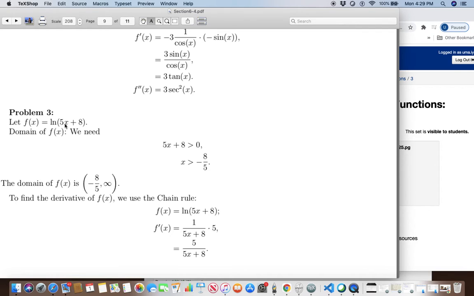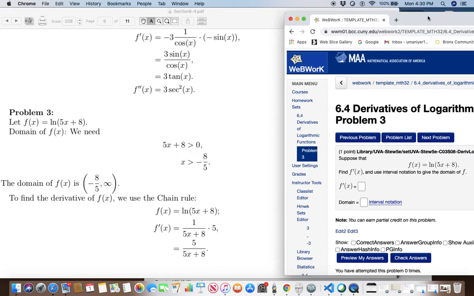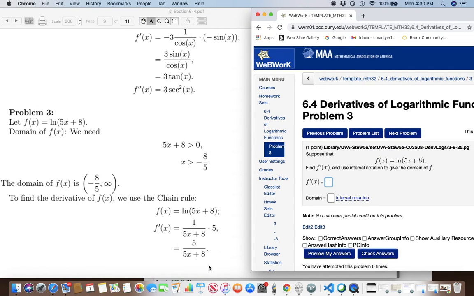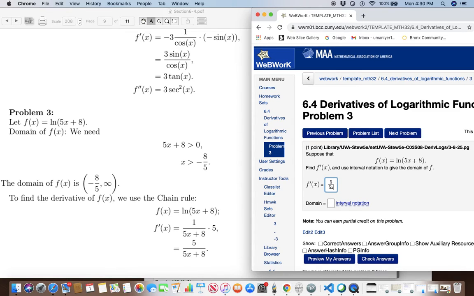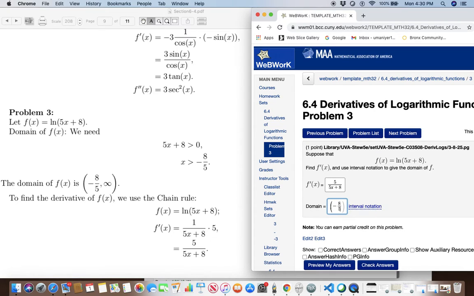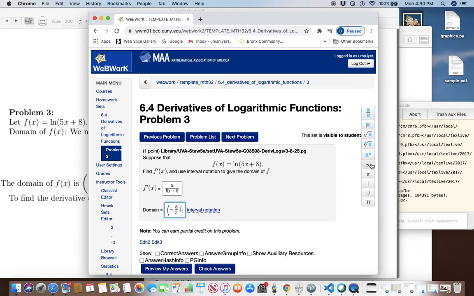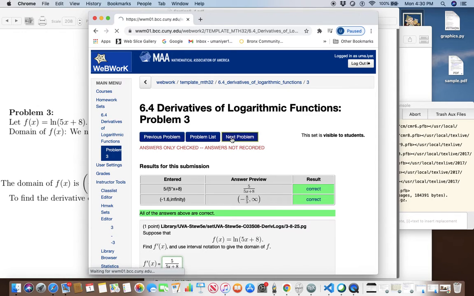To find the derivative of f(x), what do you do? Chain rule. The derivative is the argument in the denominator times the derivative of the argument, so that is 5 over 5x plus 8. So the derivative is 5 divided by 5x plus 8, whereas the domain is the interval from negative 8 over 5 to infinity. Let's check. Good. Next.